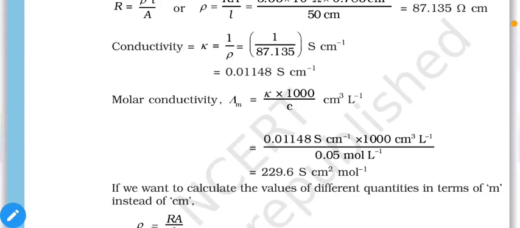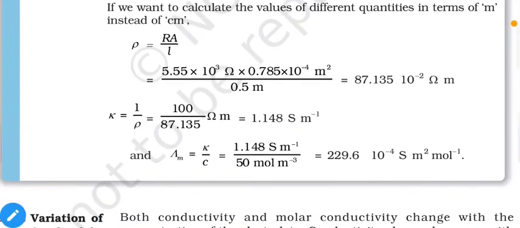Now if we want to find the values in terms of meter instead of centimeter, then what will happen? Some values will change, the order of 10 will change, but the same type of values will be used. Instead of centimeter we are using the meter unit, so obviously we have to put some changes in it. So rho is equal to 87.135 into 10 raised to minus 2 ohm meter and kappa will be 1.148 Siemens per meter, and lambda m is equal to 229.6 into 10 raised to minus 4.